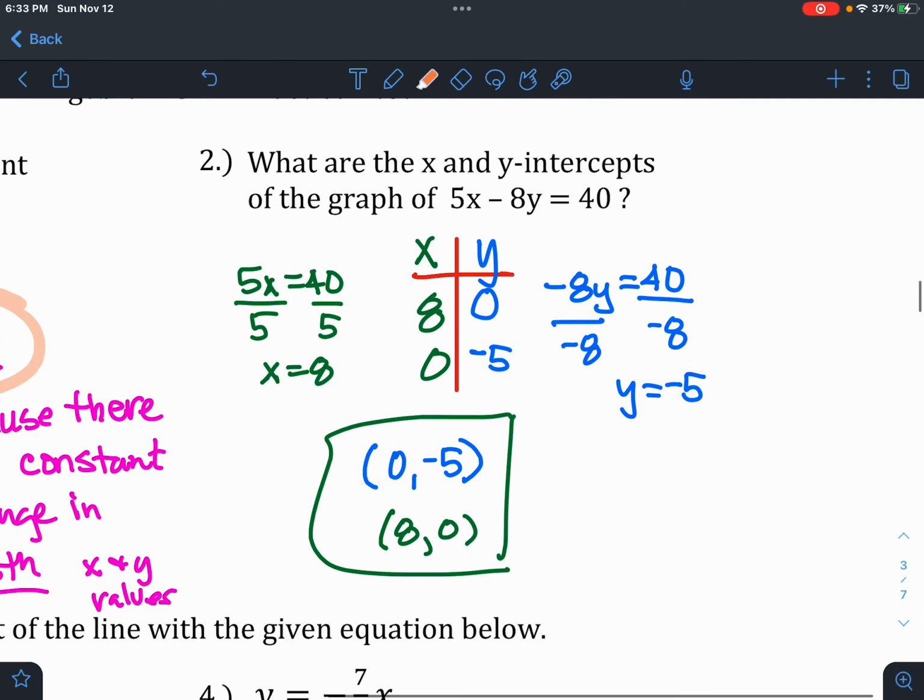Number 2 asks us to find the x and y intercepts. And so I make a t-table for that. I solve for the x-intercept when y is 0, and I solve for the y-intercept when x is 0.